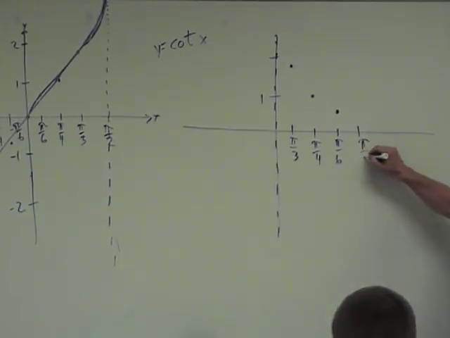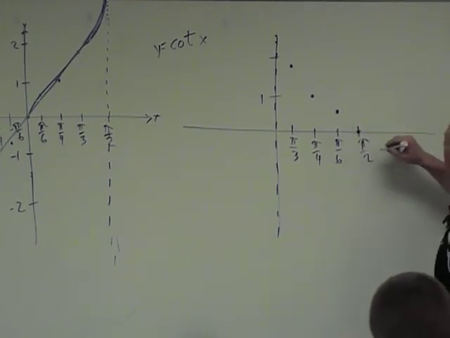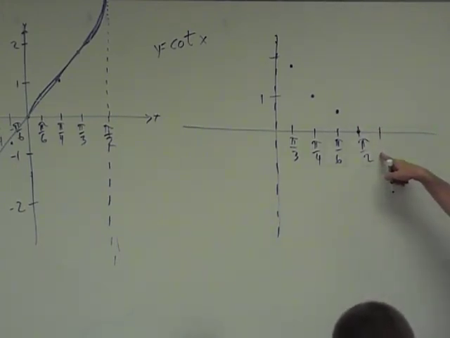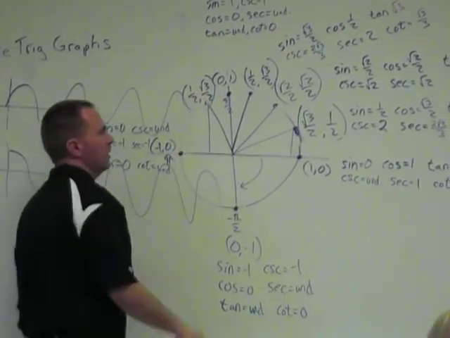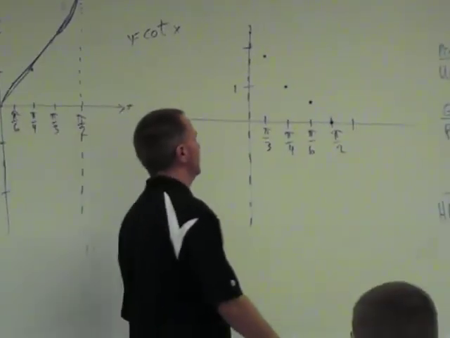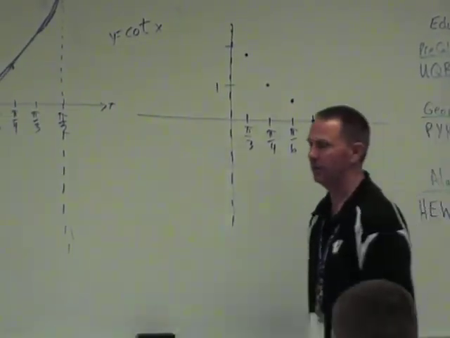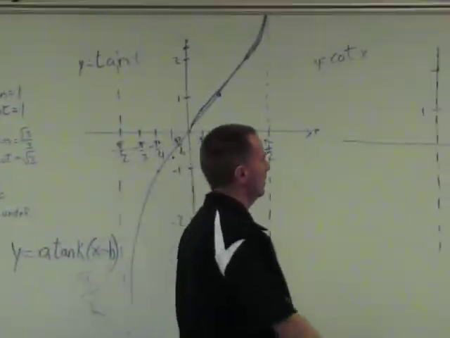What's cotangent of pi over 2? 0. Thank you. I got the 2 mixed up. Alright. What's this going to be? Cotangent is x over y. 1 half over the square root of 3 over 2 is radical 3 over 3, which is 0.57, except it's negative.